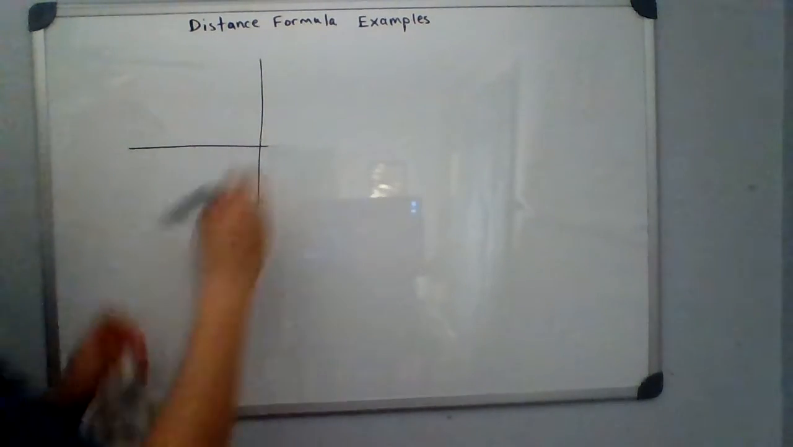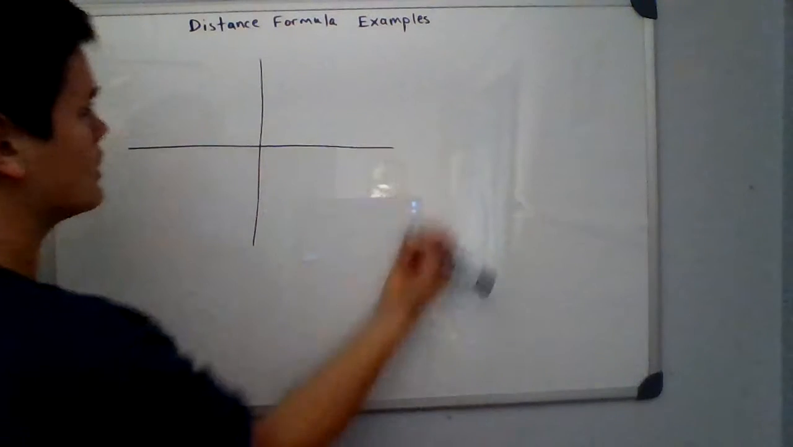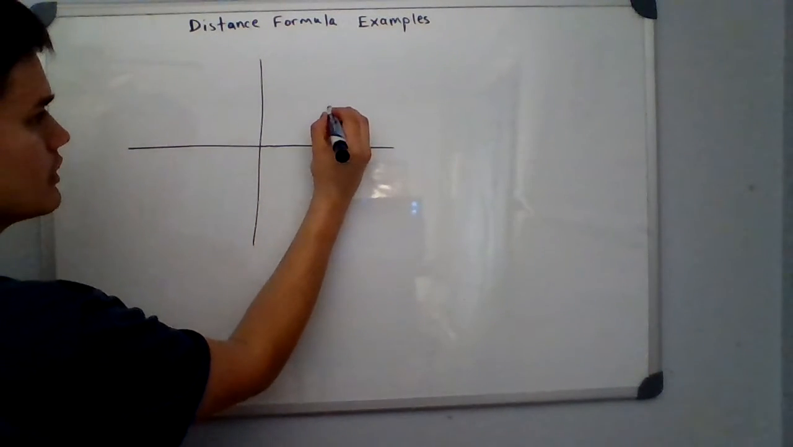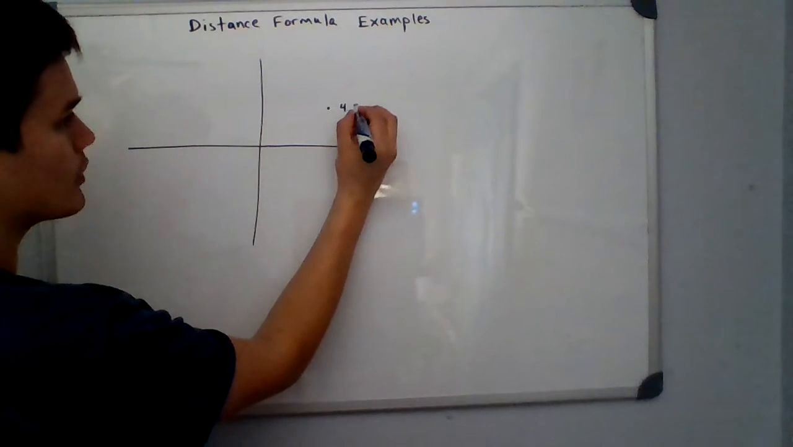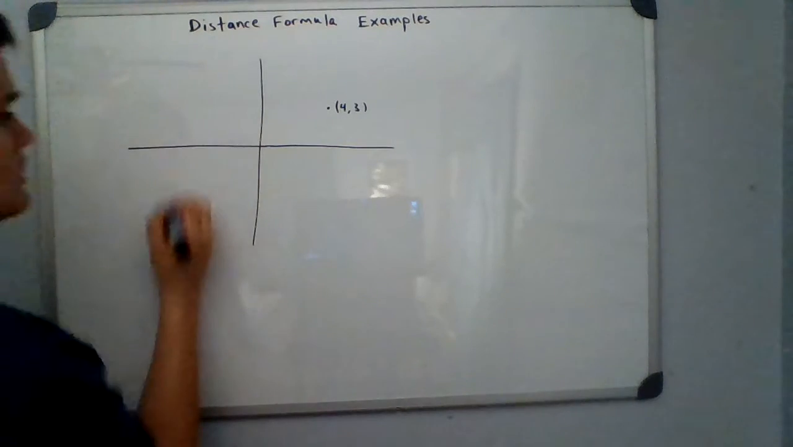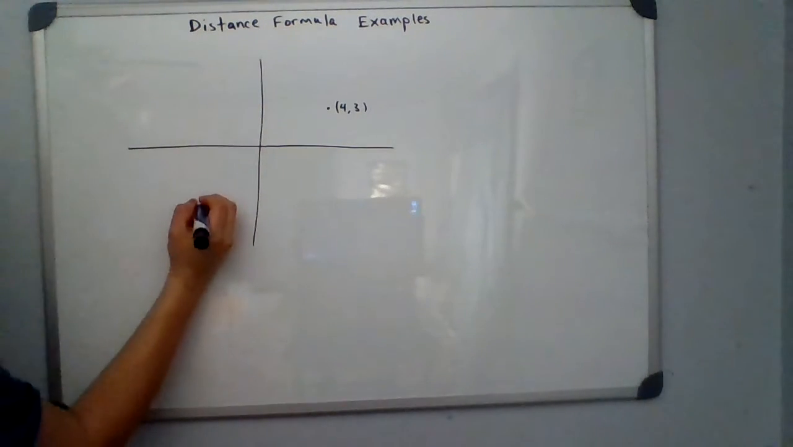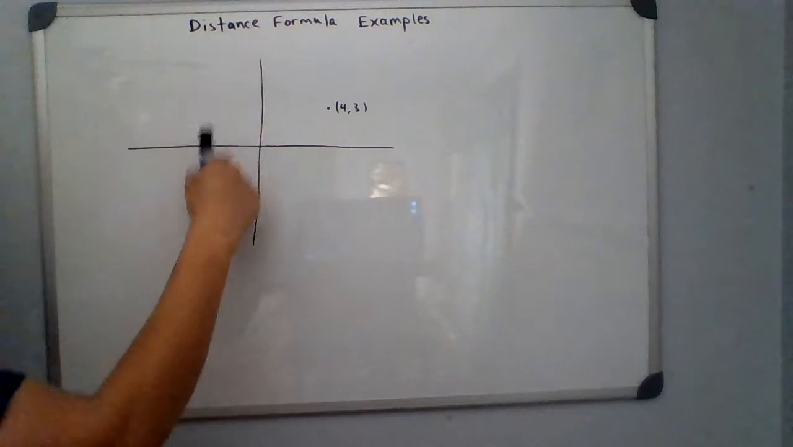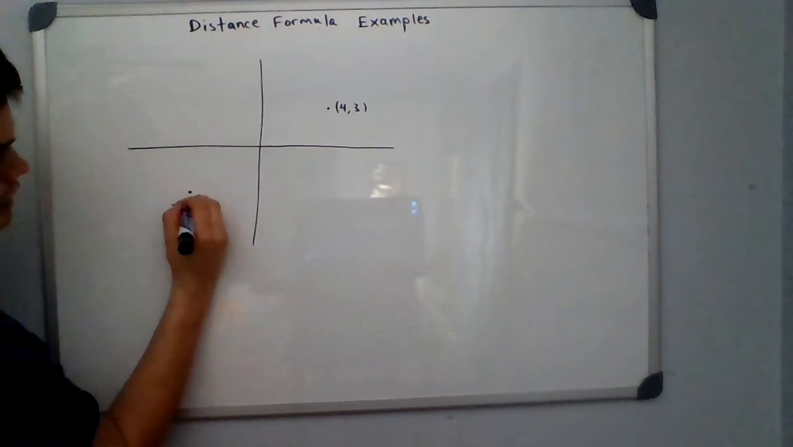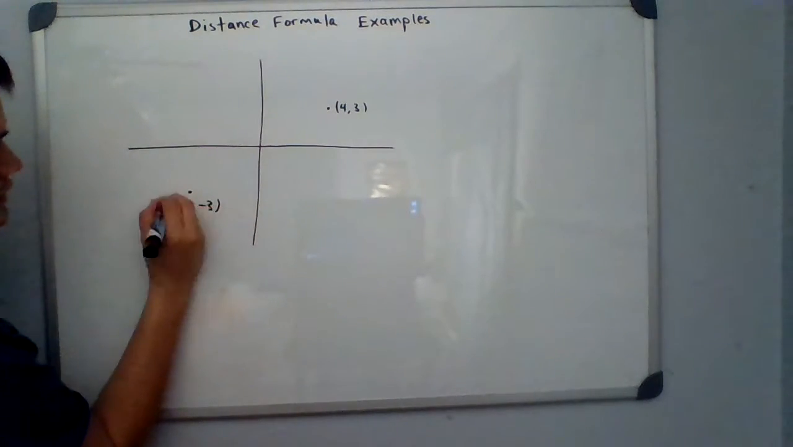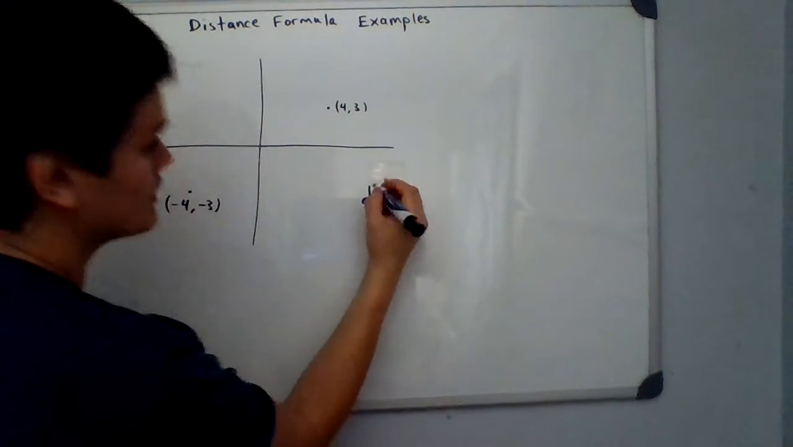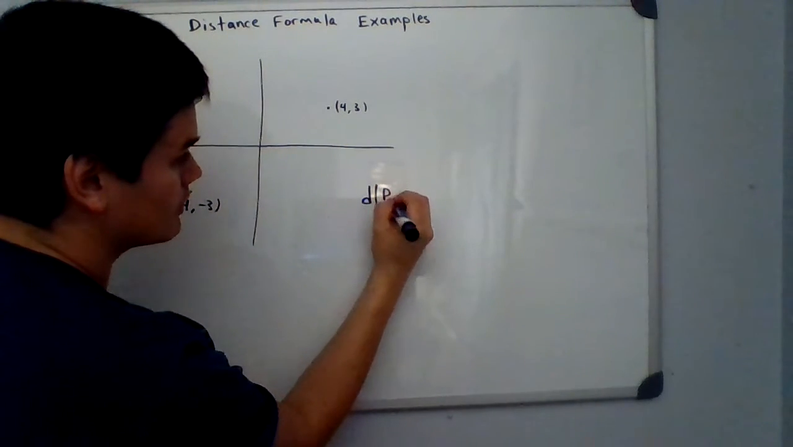But we don't have to take examples just from the first quadrant. I could take an example here, 4, 3, and then an example in this quadrant over here. In this quadrant we'll have negative x values and negative y values, so I'll do negative 4, negative 3. Okay, so the distance between point 1 and point 2.